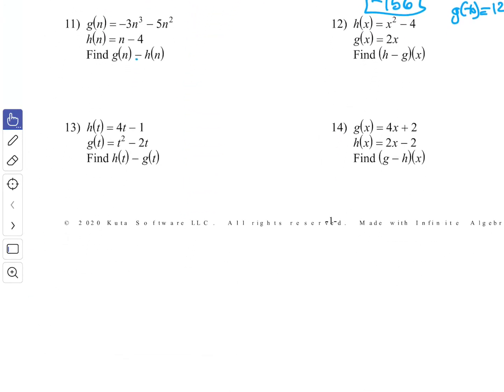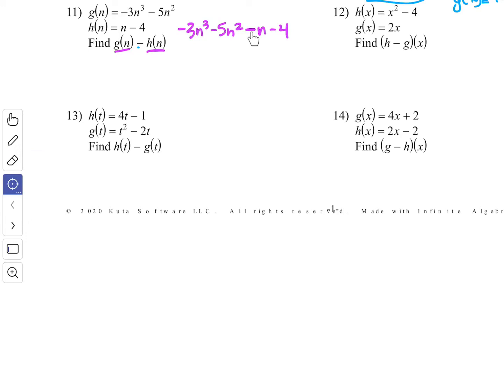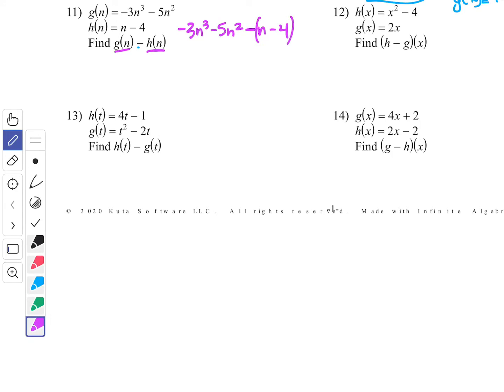Now let's take a look at subtraction and see how we deal with that one. So subtraction is pretty similar to addition. We're going to start off with g of n, so -3n cubed minus 5n squared. We're also going to have h of n minus 4. The thing we have to pay attention to here is this minus right here actually applies to both of these back here. So what I like to do is put a parentheses. Okay, you don't need to put a parentheses around the first one, because the minus only affects the second function, in this case n minus 4.